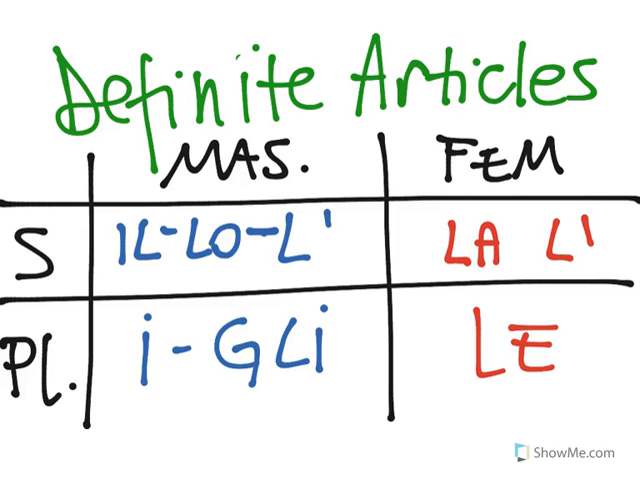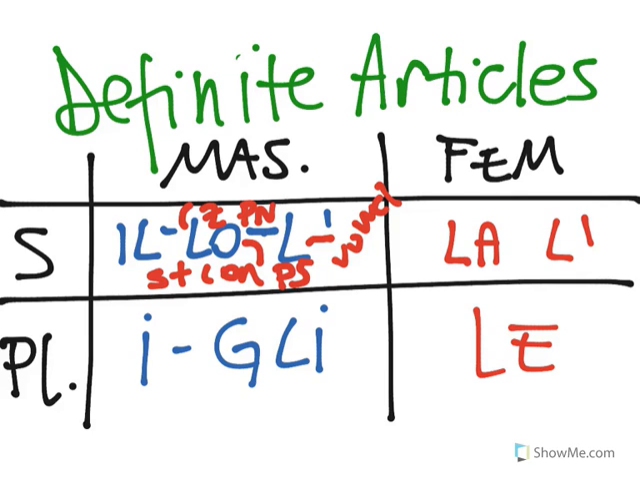When we do have a noun that is masculine and singular but starts with S plus consonant, or Z, or PN, or PS, we would use the article lo. When instead we have a noun that starts with a vowel, we will use l'. Let me give some examples.